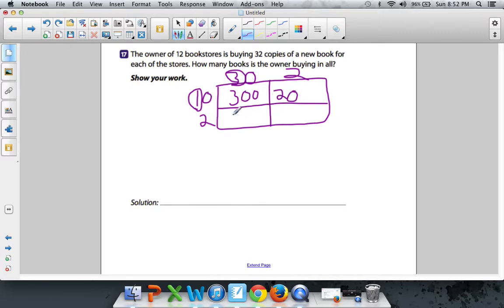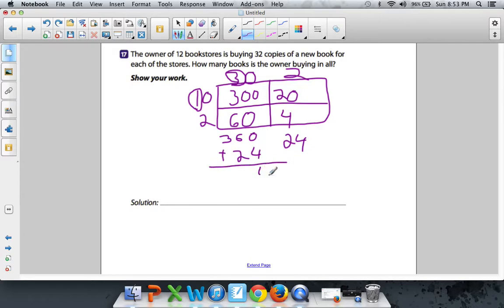2 times 3 is 6. Add on that 0 and you get 60. 2 times 2 is 4. No more zeros to add on. 300 plus 60 is actually going to be 360. 20 plus 4 is going to be 24. Write it below so you don't make a mistake adding by accident.